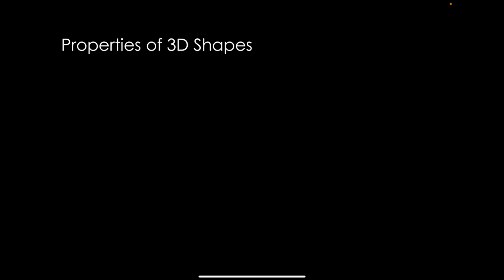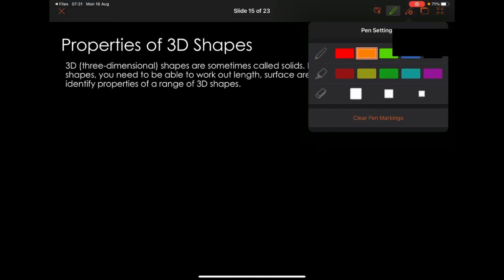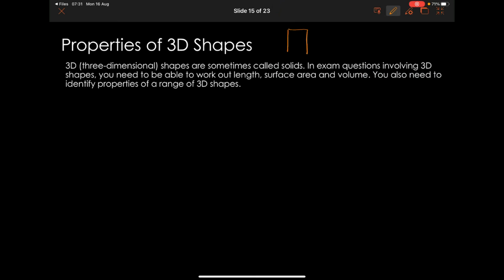Okay, let's look at some 3D shapes then. 3D shapes are sometimes called solids. Now remember I said that a 2D shape is a flat shape. It has 2 measurements, measurement 1, measurement 2. A 3D shape has 3 measurements. Normally a flat shape, a 2D shape, will have a length and a width. Length and width.